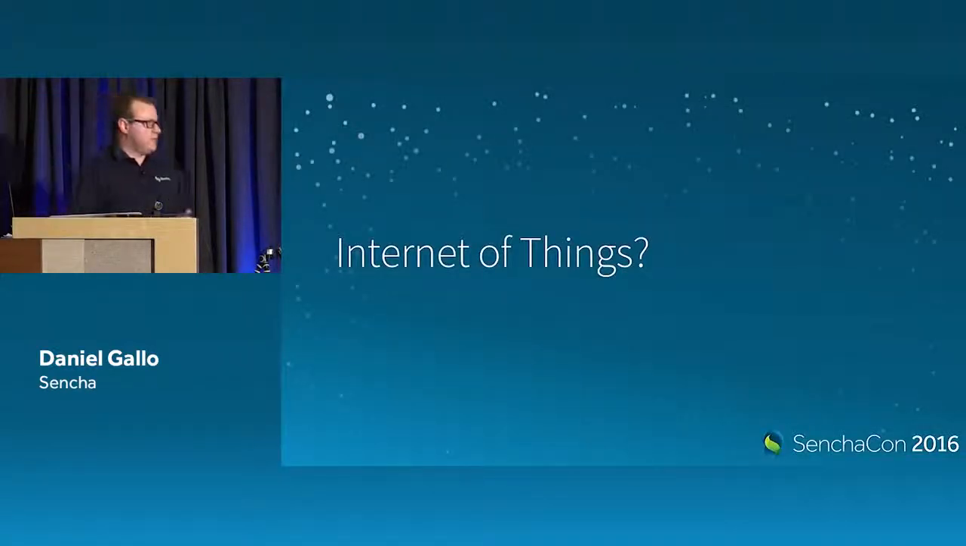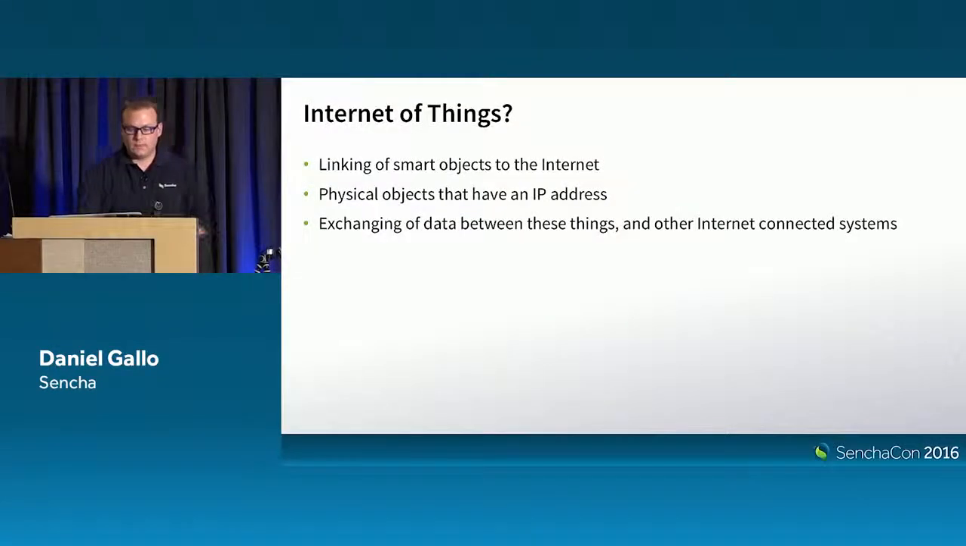So first of all, let's talk about the Internet of Things. Internet of Things has been a buzzword for the past few years, but it's only really starting to see fruition, I believe, in terms of the number of devices that have Internet connectivity. Internet of Things is all about the linking of smart objects to the Internet, so physical objects that have an IP address, and it's all about the exchanging of data between these things and other Internet-connected systems.